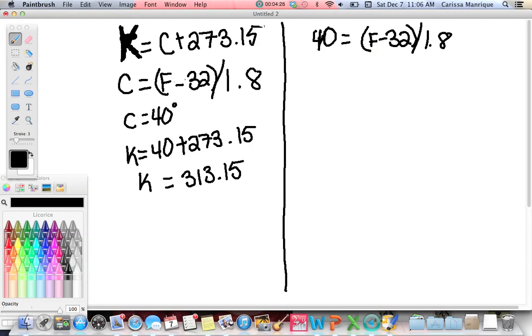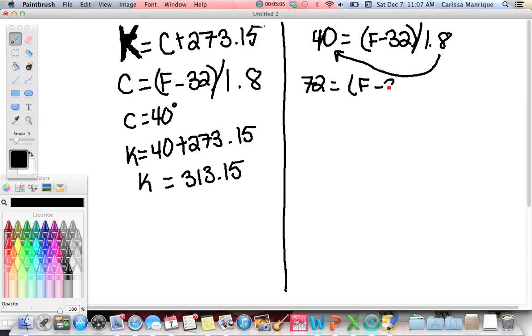Okay? You always do multiplication and division first. Notice the number here is divided by 1.8. So when we bring it over to the other side to isolate it, we will do the opposite, which is multiply. We bring 1.8 over, and now we multiply over here since we divided over there. Think about a mirror. It's always the opposite. So 1.8 is multiplied over here. So 40 times 1.8 is 72.